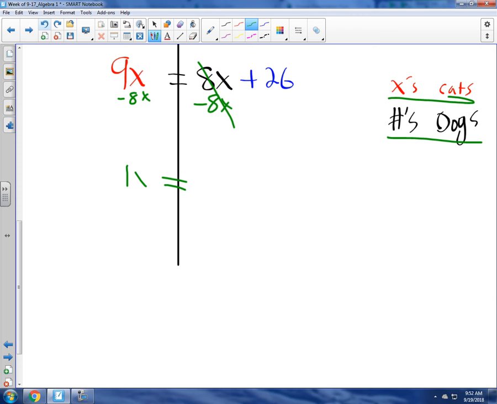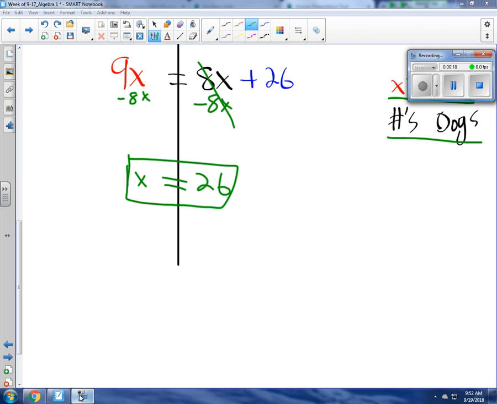We have 1x equals 26. Well, 1x is just plain old x, and we have solved the equation. So you can give some snaps for that. That was very good. We solved the equation. Okay, cool. So let's take a second.